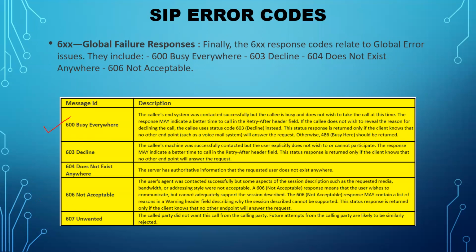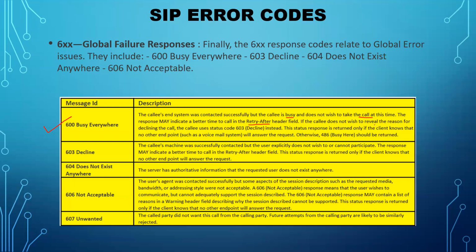So 600 busy everywhere. That means the callee's end system was contacted successfully, but the callee is busy and doesn't wish to take the call at this point in time. The response may indicate a better time in the retry header, which we already discussed.